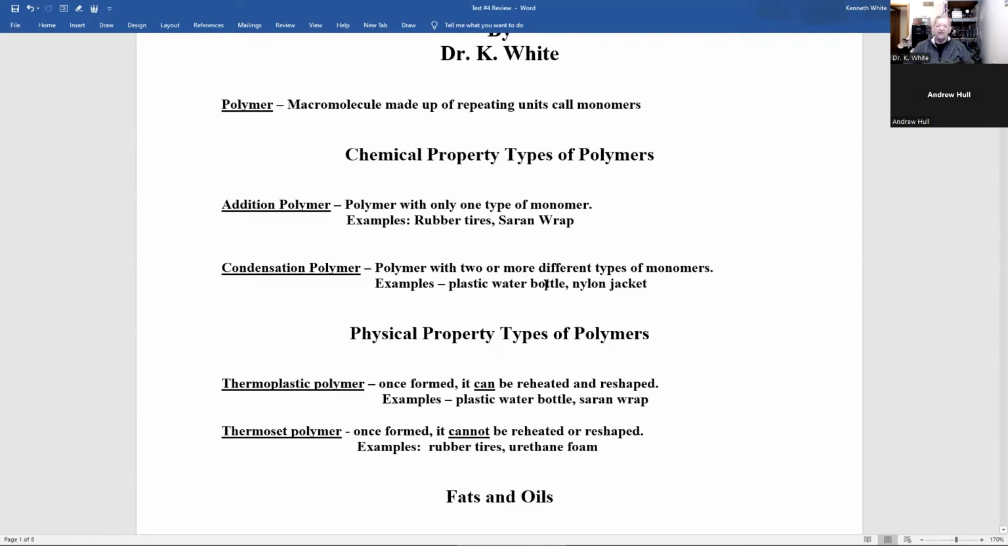Remember, I'm from the Chicagoland area. The stuff in a bottle or a can that's carbonated, non-alcoholic, we call pop, not soda.